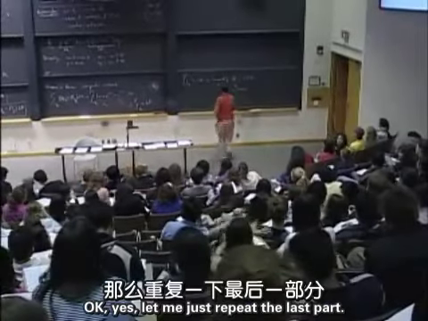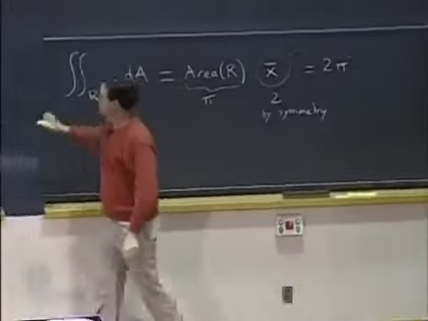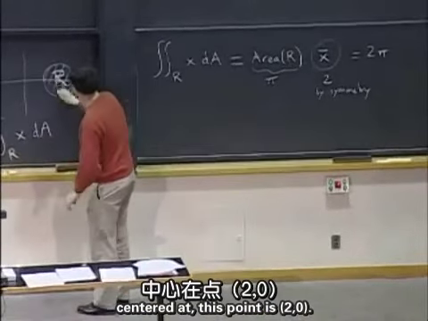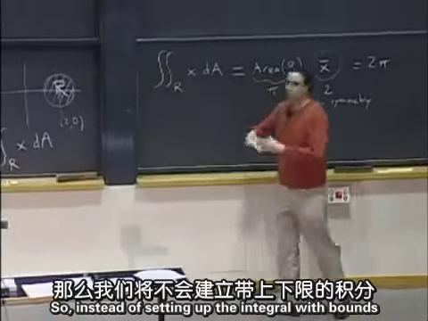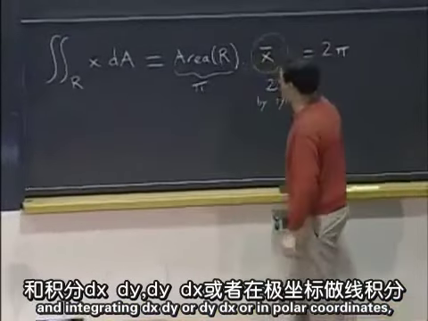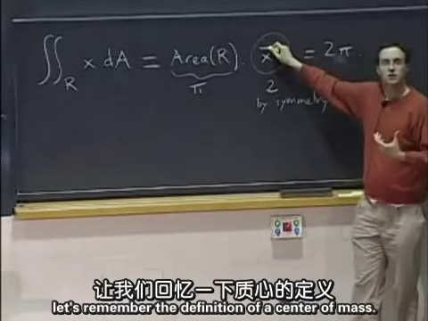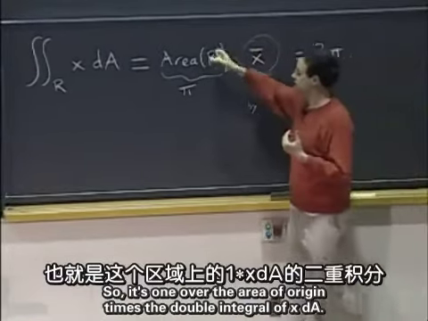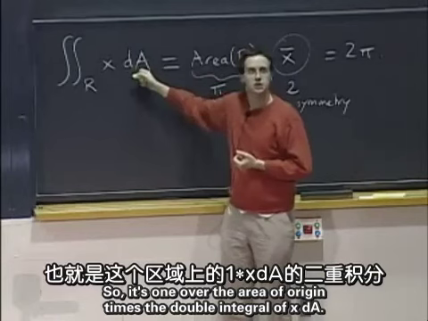Okay, yes, let me just repeat the last part. So I said we have to compute the double integral of x dA over this region here, which is a disk of radius 1 centered at this point, 2, 0. So instead of setting up the integral, with bounds and integrating dx dy or dy dx or in polar coordinates, I'm just going to say, well, let's remember the definition of the center of mass. It's the average value of a function x in the region. So it's 1 over the area of the region times the double integral of x dA.